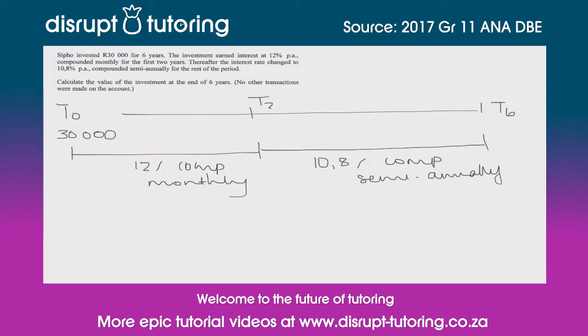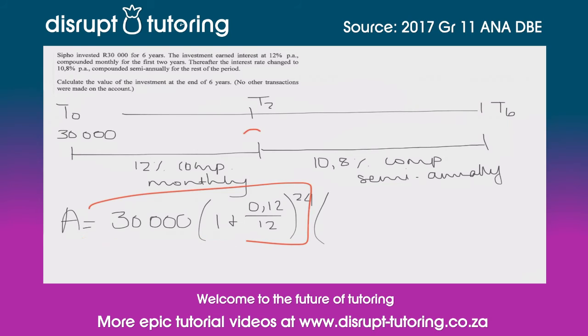So we're going to say that our accumulated amount at the end of the 6 years would be the 30,000 Rand that Sipho put in at the beginning. Then we're going to increase that for the 2-year period at the 12% compounded monthly. So that is going to be 1 plus 0.12 over the 12. So that gives us our nominal amount. And then that was for how many periods? It's going to be 2 times 12, which gives us 24 months. And then that is going to give us the amount at that point.